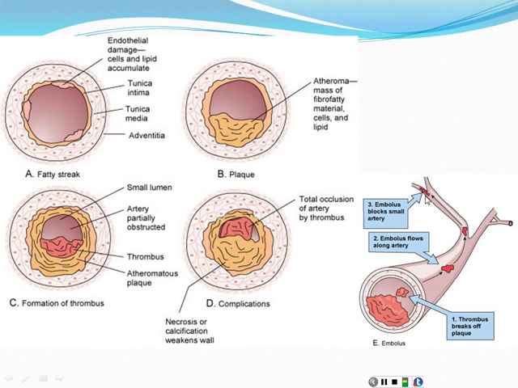So an embolus is something traveling in the bloodstream. A thrombus is something attached to the wall. A thrombus can become an embolus, though. So a blood clot attached to the wall can break off and form an embolus. This embolus goes down and then blocks or clogs a smaller artery. So that's a thromboembolic event.